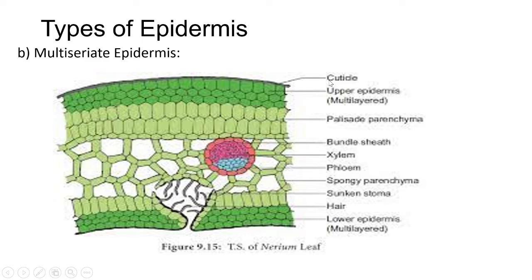Now in this diagram, you will see the thick cuticle is there, and this is the multi-layer epidermis. Just below the multiple epidermis, there is palisade parenchyma, and bundle sheath, xylem, phloem, and spongy parenchyma. Then toward the lower epidermis, this is the small opening with hairs. It is called stomata.